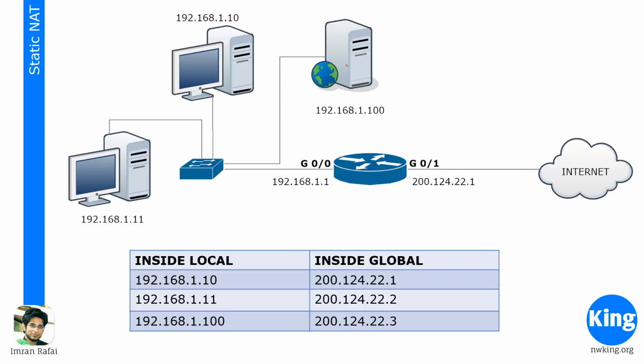So let's look at static NAT. What is static NAT? Static NAT is one-to-one NATing. That means if there are 3 devices in your local network, and these 3 devices need to go to the internet, we need to have 3 public IP addresses. So 192.168.1.10, we will statically map to this IP address. 1.11 we have statically mapped to 22.3, and 1.100 we statically map to 22.3. So this is going to be a 1:1 map. So if there are 100 devices, they need to have 100 static global IP addresses or public IP addresses.